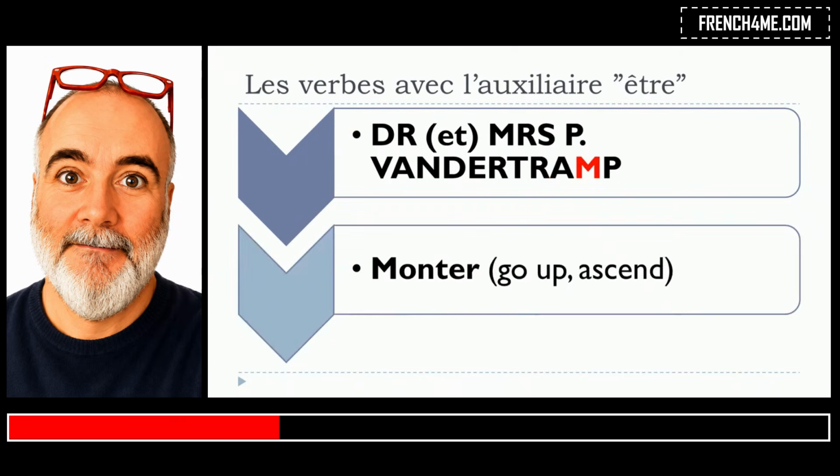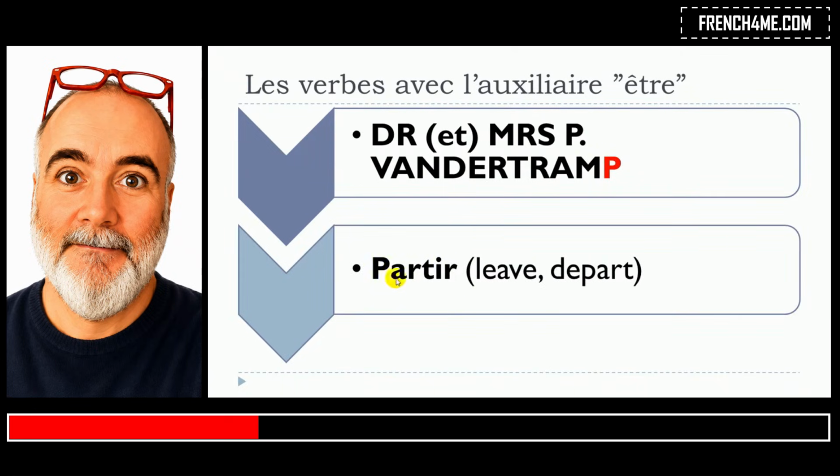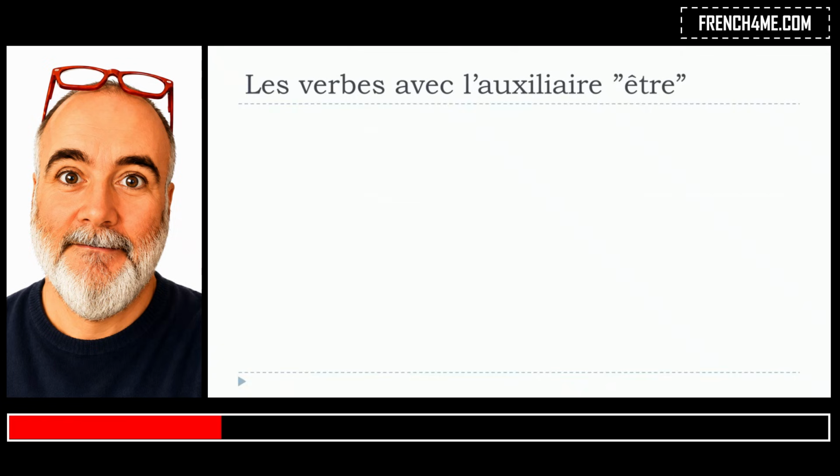M will be for monter. Monter. And last but not least, P will be for partir. Partir. Okay, so you have it. As I said, I'm not really sure if it works for everyone, but then it's one option, okay? Or the other option would be the classical list, and then you learn them by heart. I mean, that's one option.